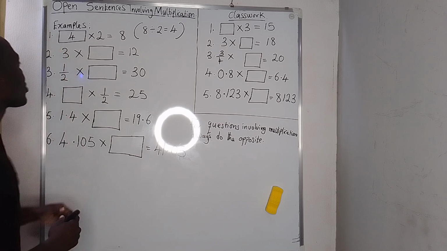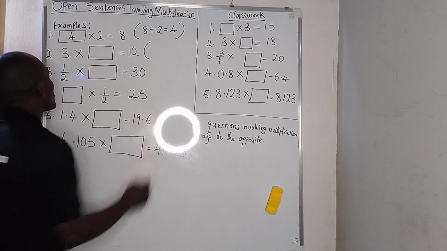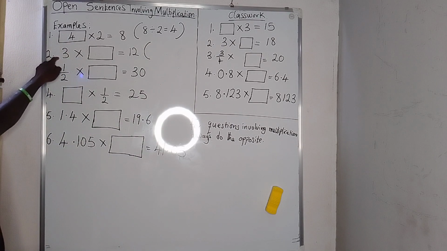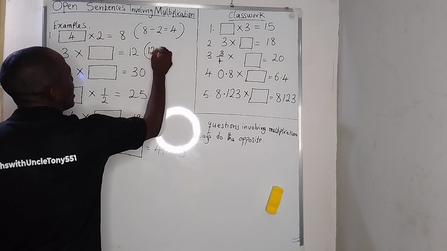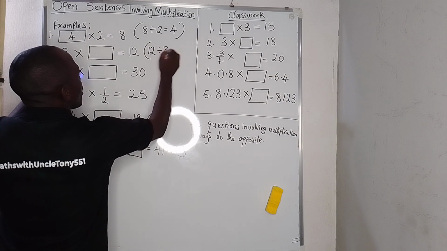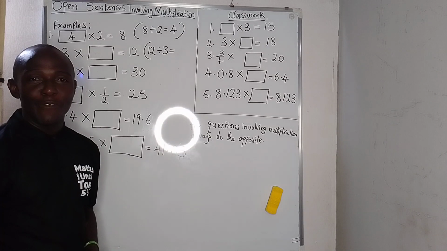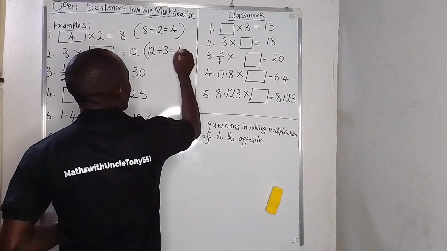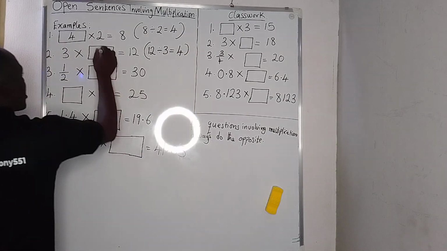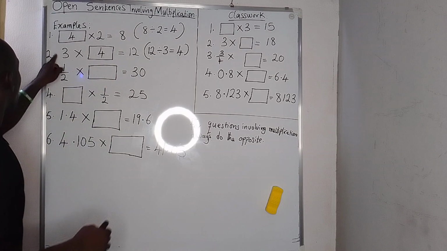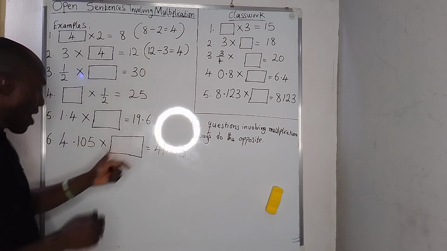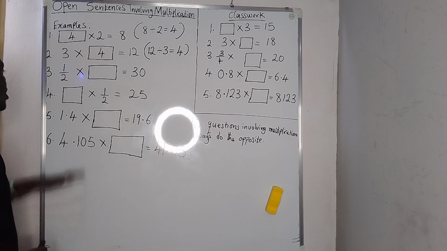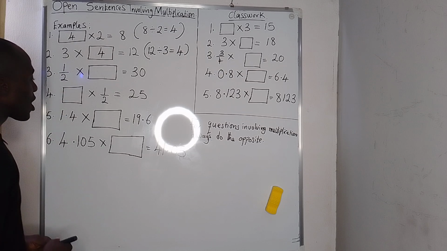Okay, number 2. I say whether you start with an open box or a number, always do the opposite, which is 12 divided by 3. 12 divided by 3 will give us 4. My answer is 4. Let's check. I will put 4 here. So 3 multiplied by 4 is equal to 12. My answer is correct.